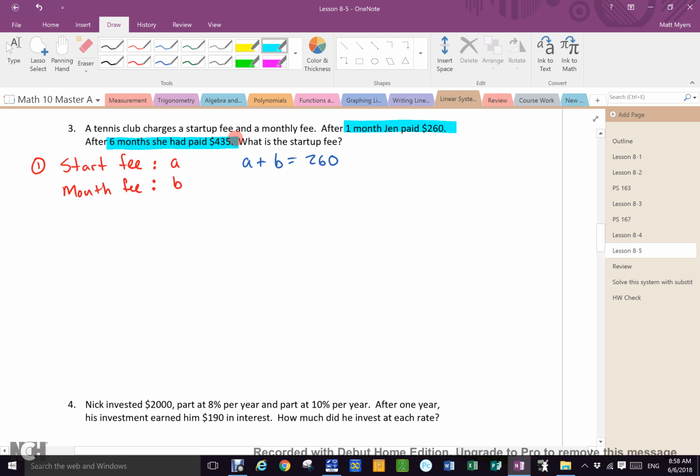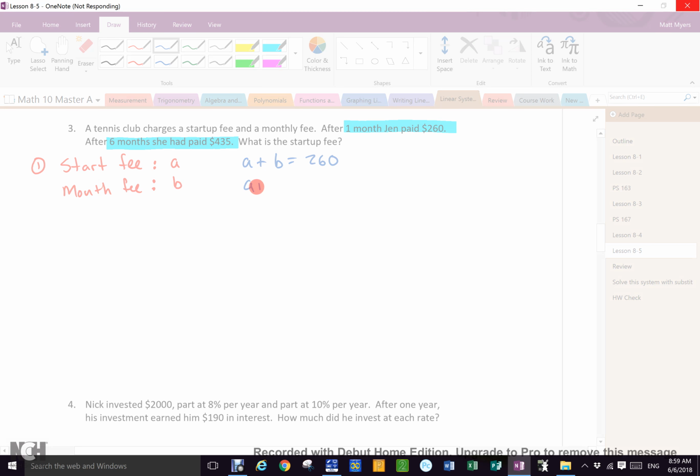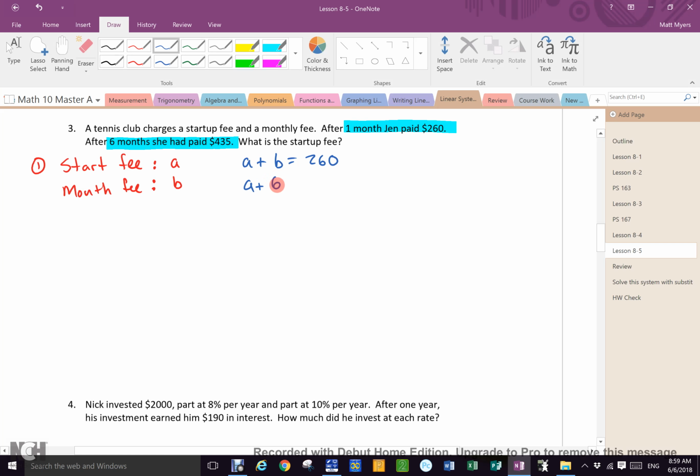After 6 months, she paid $435. How many startup fees did she pay? 1, because it's a startup fee. A. Plus how many monthly fees? 6. I wish I hadn't chosen B now, because 6 and B look a lot alike. But you know what I'm saying. 6B equals 435.